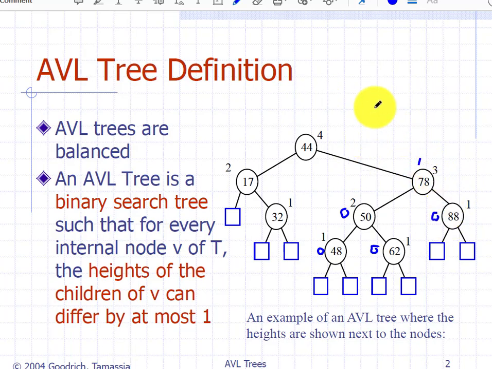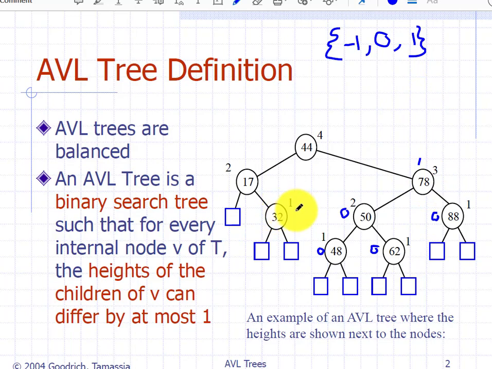What did I say? I said that the height factor of any node can be either -1, 0, or 1. Any other integer is not allowed. We are not allowed to have a -2, a 2, or a 3. The height factor must be in this range. So are the values here in this range? Yes, they are. 0 is in the range, 1 is in the range.